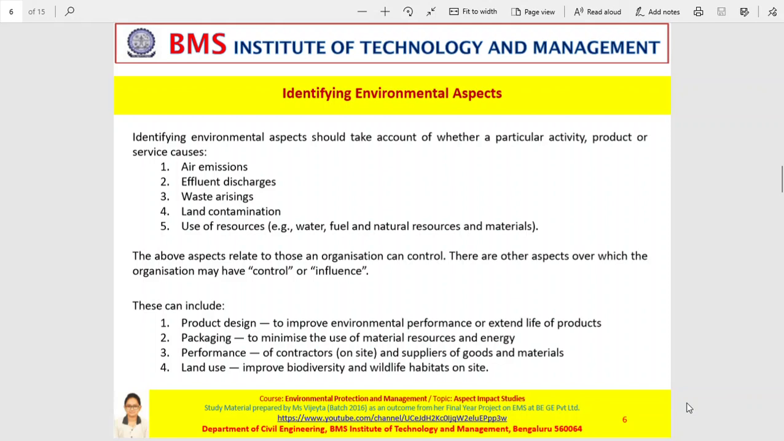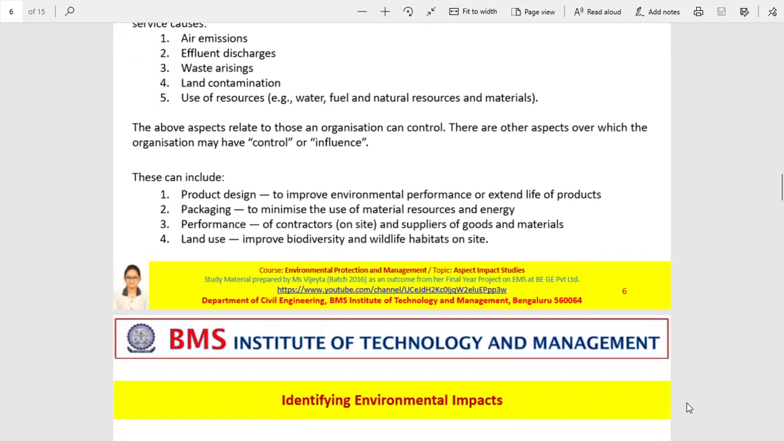There are few other aspects over which the company will have complete control and influence. Those would be 1. Product design, alteration in the design so as to extend the life of the product and making it eco-friendly. 2. Packaging. The packaging material used can be kept to a minimum or can be recycled and reused to save material resources and energy. 3. Performance. Handling of goods and materials on site by contractors and employees should be kept in check. And 4. Land use. Improvement and maintenance of biodiversity and wildlife of the area and site. Moving on to the next slide, slide 7.